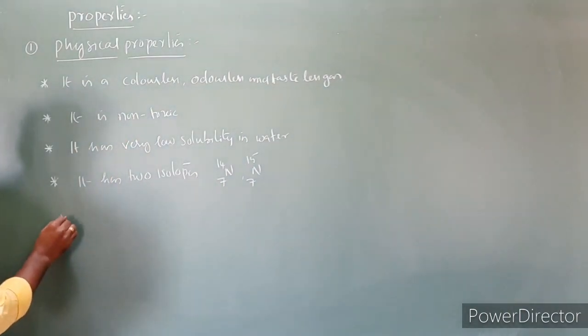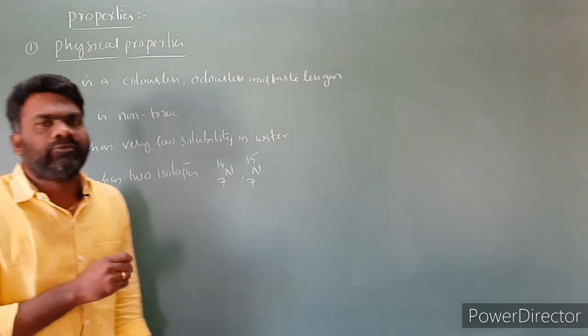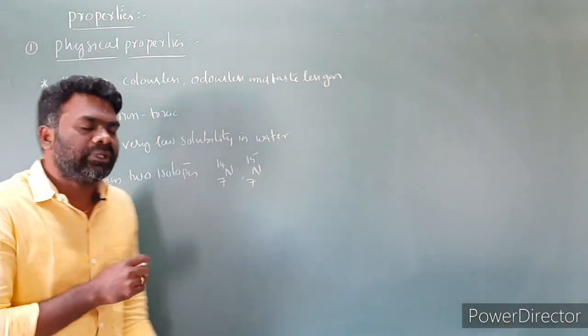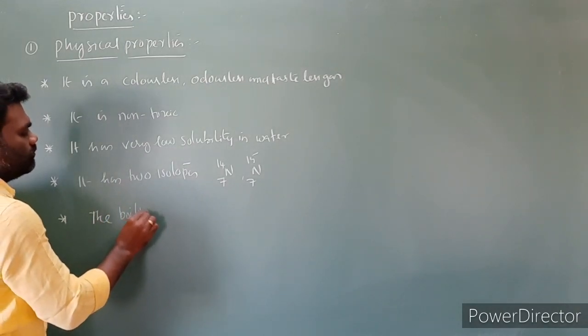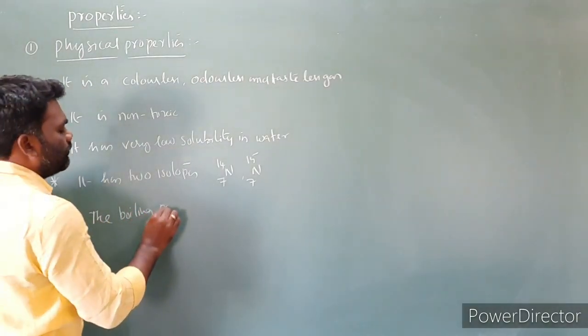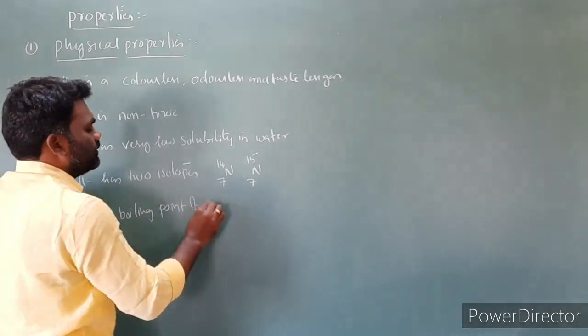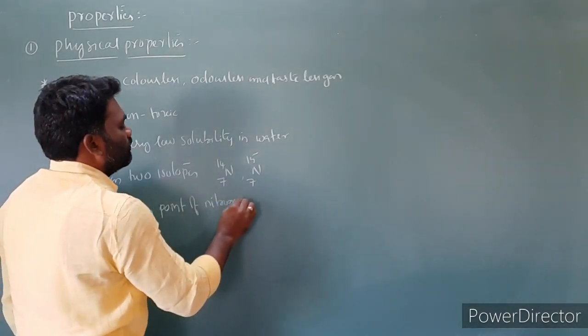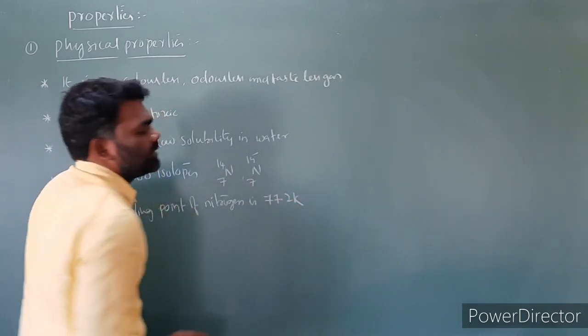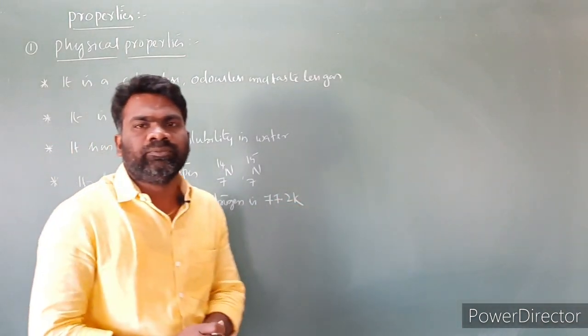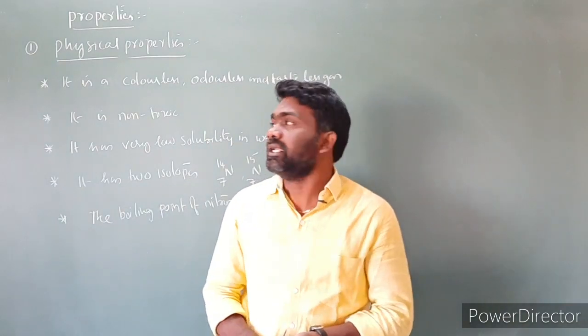And another important point is its boiling point. The boiling point of nitrogen is 77.2 Kelvin. So these are some physical properties of dinitrogen.